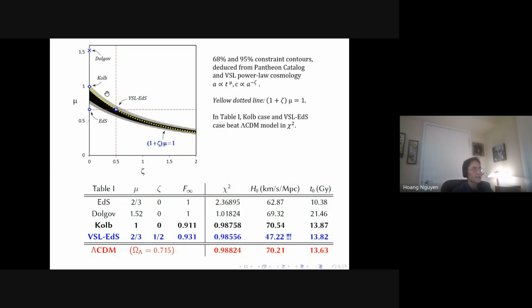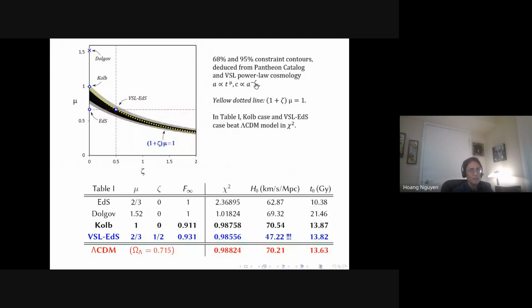But there are 2 more cases. The cone case is the Coasting universe. In this case, the universe expands linearly with time. Okay, so this is mu equal to 1 and speed of light change is 0. And if I vary also F infinity to some number, we get this chi-square value. And the case I mentioned, VSL EDS, we have the same EDS here. That means that the scale factor A grows as t to the 2/3 as usual in the EDS, meaning without dark energy.